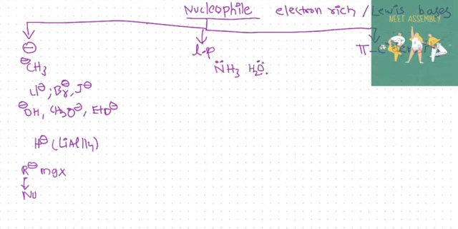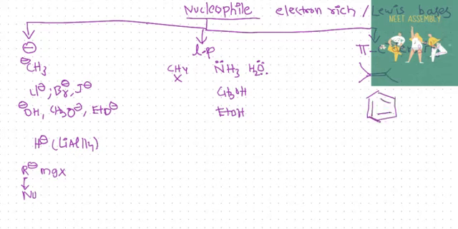CH4 cannot act as a nucleophile. Methyl alcohol can act as a nucleophile, and ethyl alcohol can also act as a nucleophile. Both have oxygens, and oxygen contains lone pairs, so they can act as nucleophiles. And next, anything that has pi electron density can act as a nucleophile.